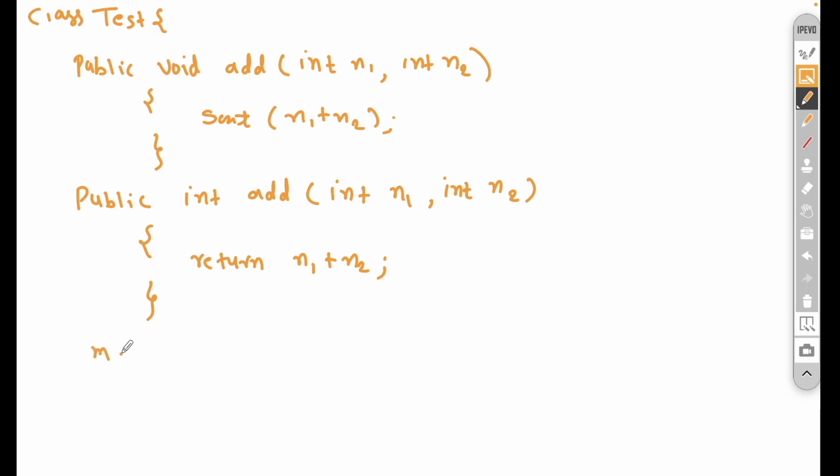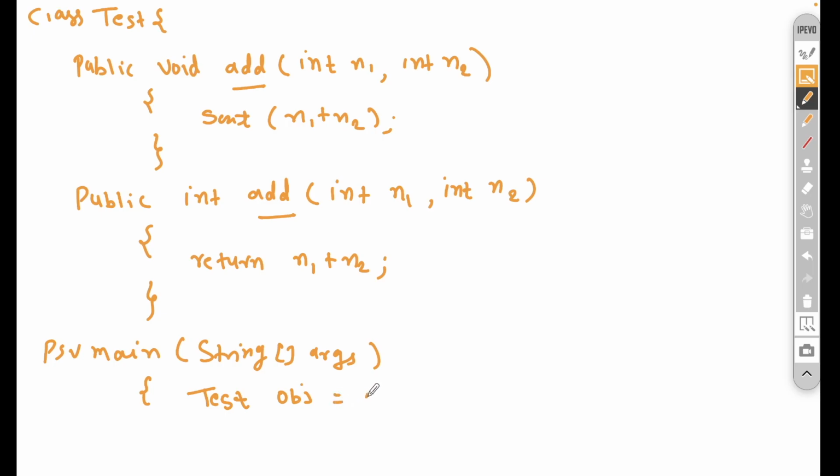Now I have my main method: public static void main, String args. Inside this main method, if I want to access this add or that add, how can we access them? First we need to create the object of this class, and then through that object we can call these methods. To create the object, first write the class name, then the name of the object, I will give object as the name, then the new keyword, and then your class name. This way you can create the object.